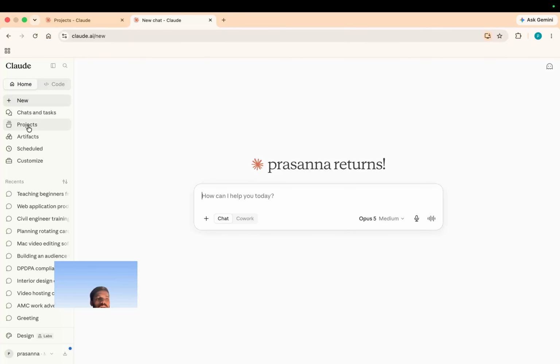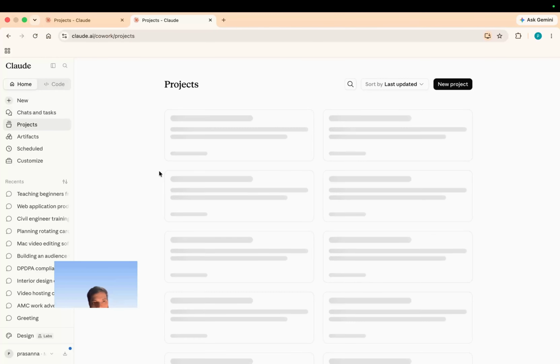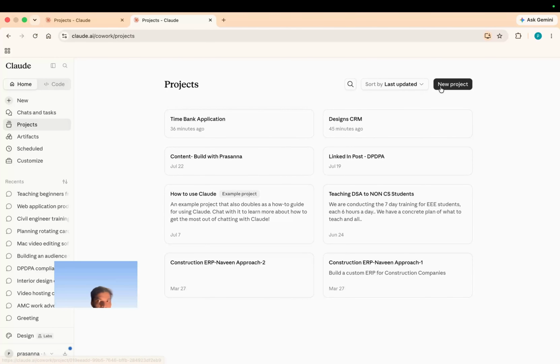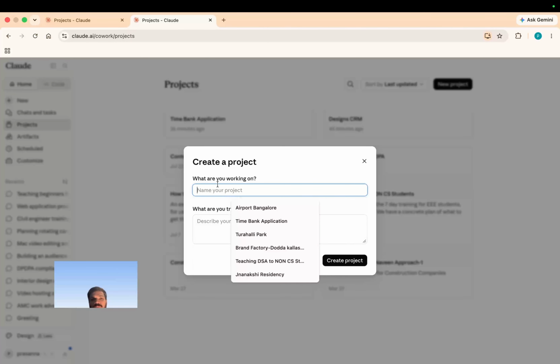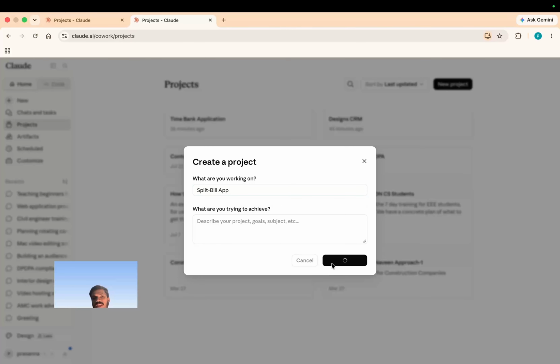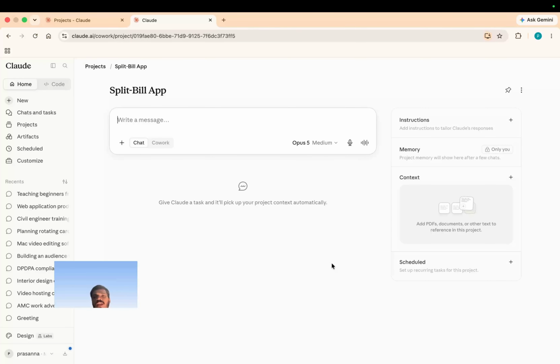Before that I will create it as a project. A project has its own advantages, like you can create multiple chats. Of course you can go ahead and create it as a chat, but let me create it as a project. I'll tell you there are different reasons. Let me name it Split Bill. For now it is a web application that we are ideally concentrating on, and slowly we can move into a mobile application as well.